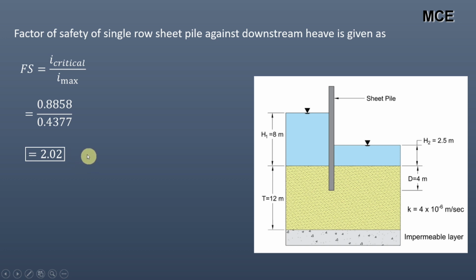This is because this method is an empirical method, while the first method is more accurate and is based on the flow net. So these are the two methods to find the factor of safety for sheet pile against downstream heaving.